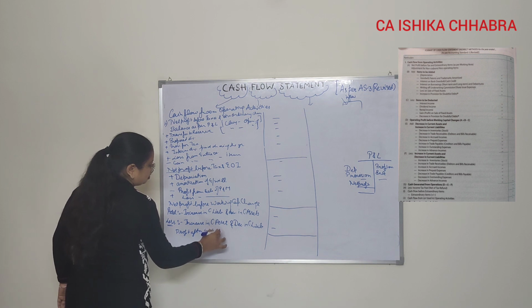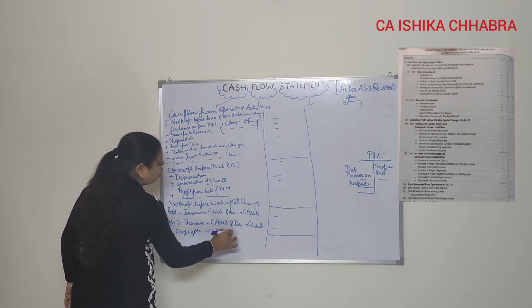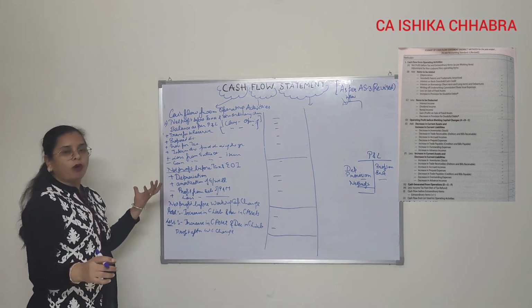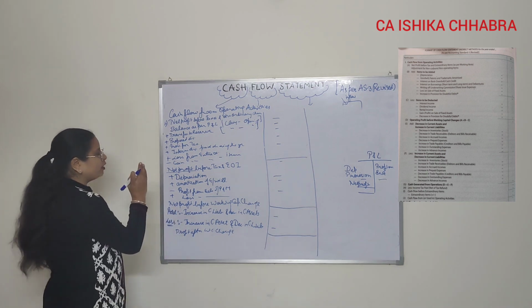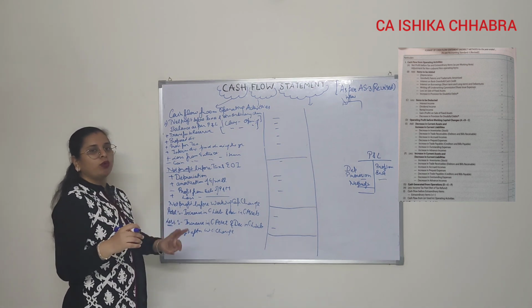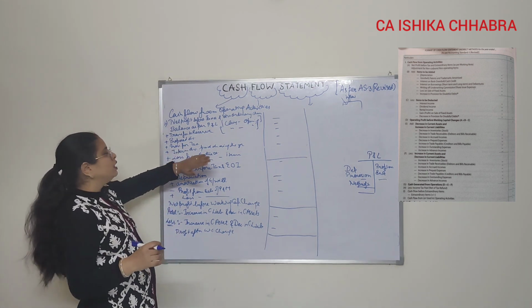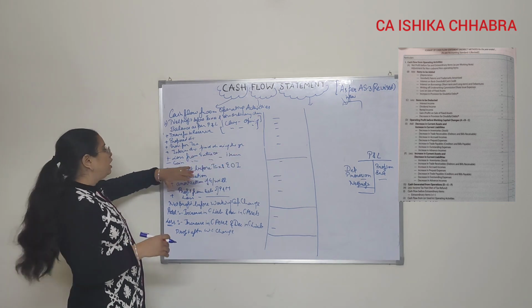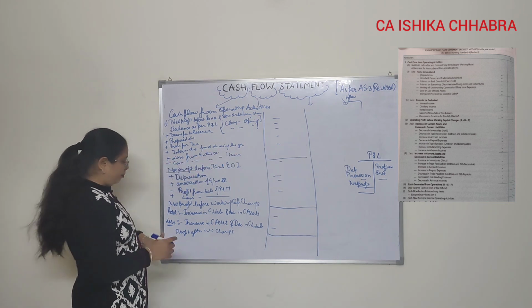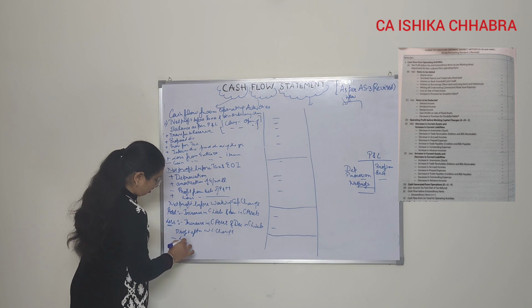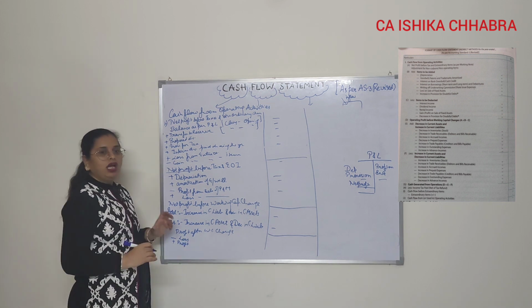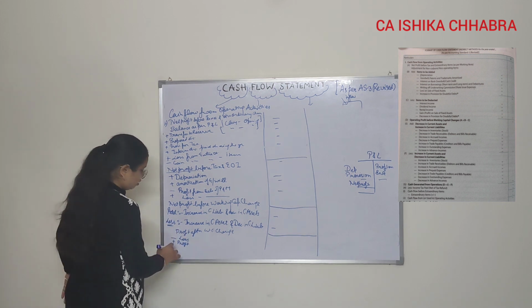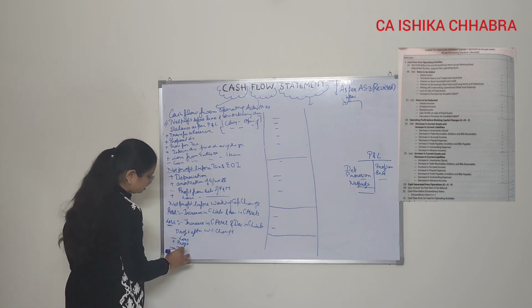After working capital changes, you get the cash flow from operations. Then you have to adjust two more items. One is the extraordinary item. In case of loss, it should be subtracted. In case of profit, it should be added. And in case you have paid taxes, then you will subtract taxes paid.